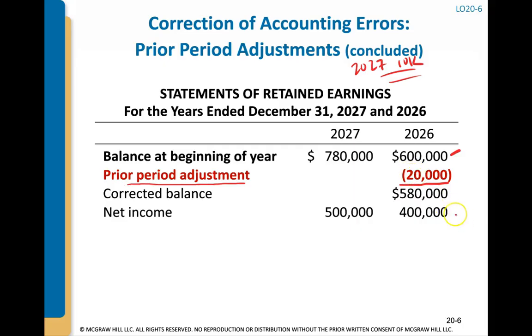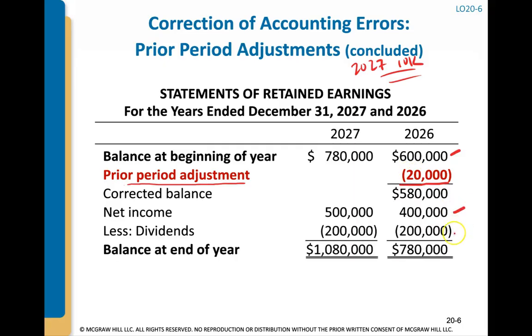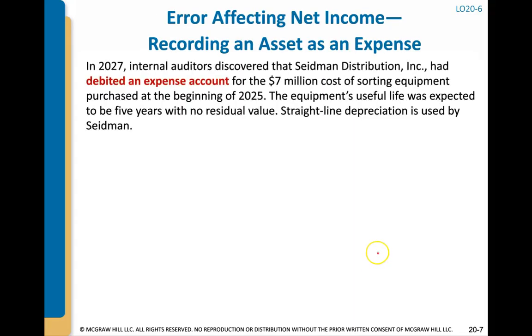And then we can add in the 2026 net income, less dividends, which gives us a new balance at the end of 2026 of $780,000. And that is what gets put as the new beginning balance for 2027. And then you just reflect all the 2027 activity for that year. Now, we're going to go through this example and then we'll work through some different scenarios.